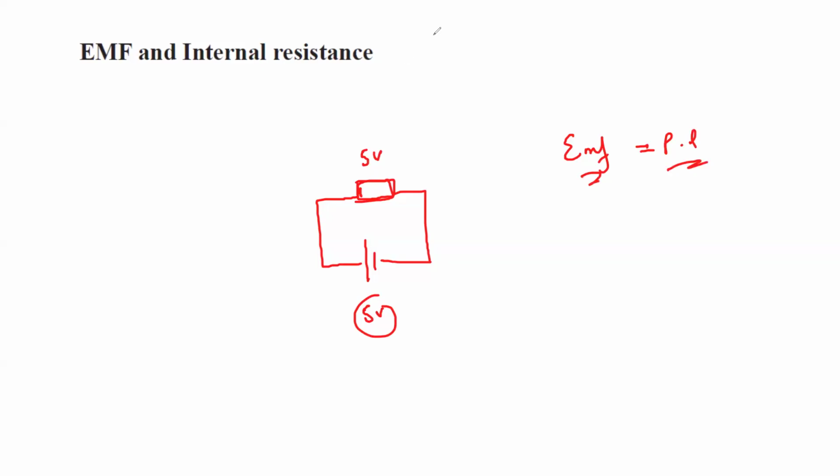But when you connect a voltmeter, you never find that the voltmeter reading is 5. It is less than 5, maybe 4.9. So what happened to the 0.1 volt? That 0.1 volt is lost because of the internal resistance of the supply.